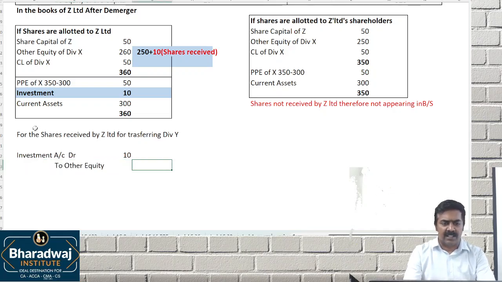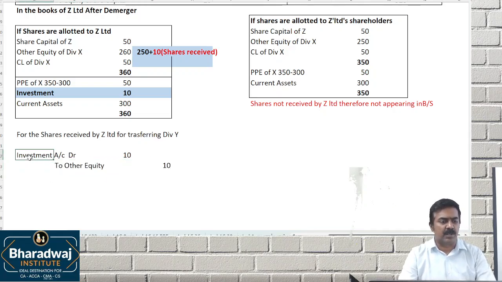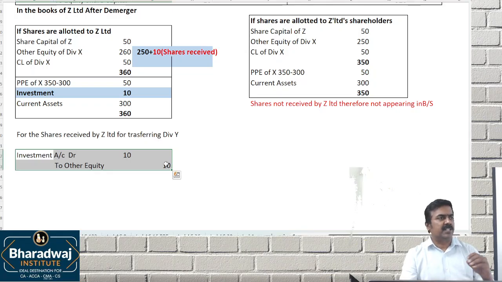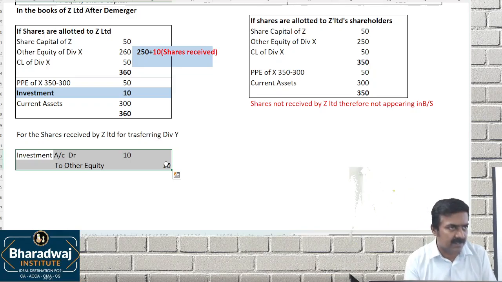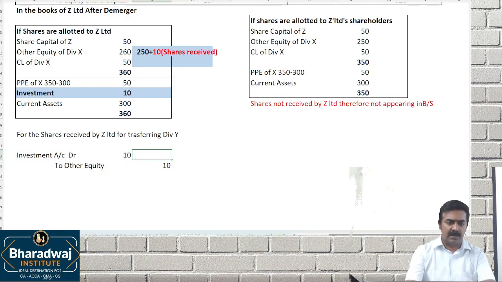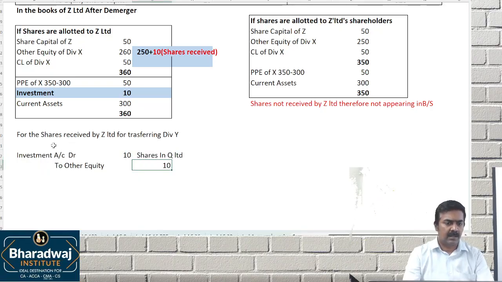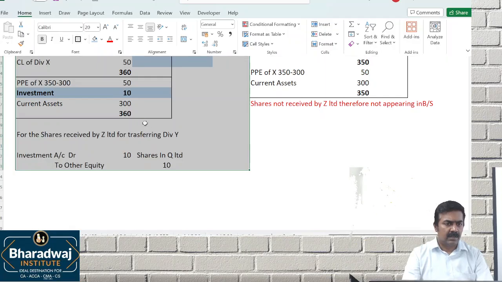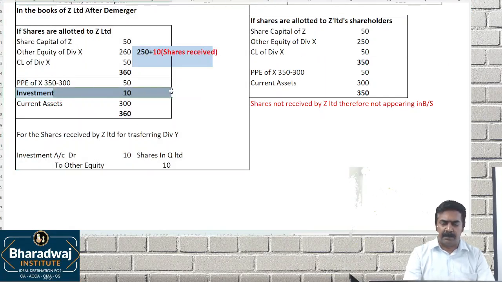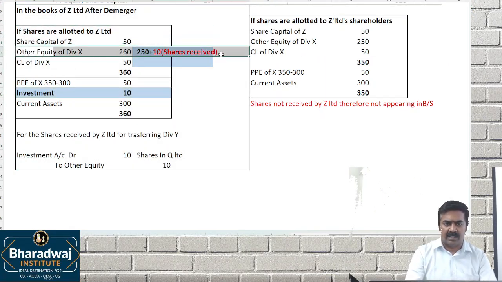Why is it recorded as other equity? Because it is part of equity shareholders funds. Our equity shareholders net worth is invested in what? Division Y. We have transferred it. For that only we are getting what? Consideration. This is nothing but shares in which company? Q Limited. So if shares are received by the company, record as investment, include in other equity.